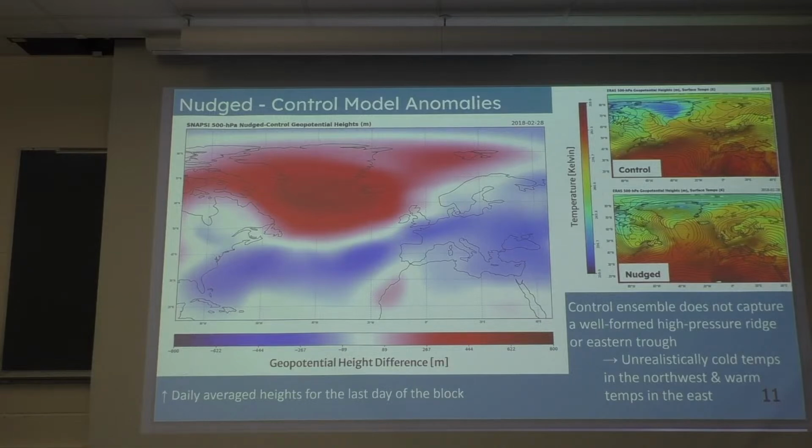So in the control data in the northwest, the heights are lower than they should be, and in the east, the heights are higher than they should be, and that's where the temperatures are warmer than they should be. In the northwest, the temperatures are cooler than they should be. So the control ensemble does not capture a well-formed high-pressure ridge or eastern trough, which could be leading to these unrealistically cold temperatures in the northwest and warm temperatures in the east.